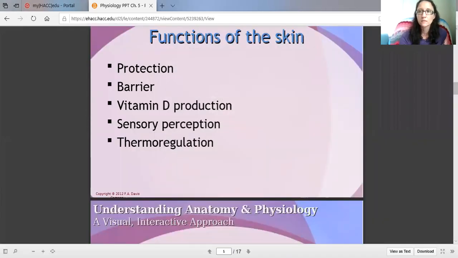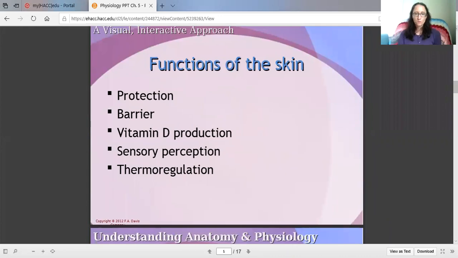We have protection. We have a physical barrier between the squishy bits and the outside world. Absolutely, it is a physical barrier. So protection and barrier kind of go together, but there's something else about the skin that makes it more of a layer of protection than just a physical separation between you and the outside world.